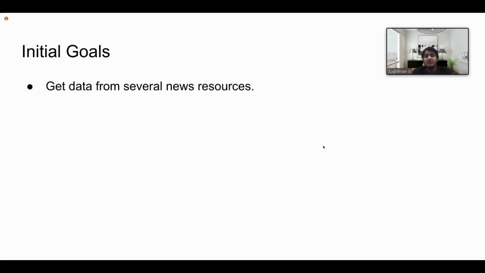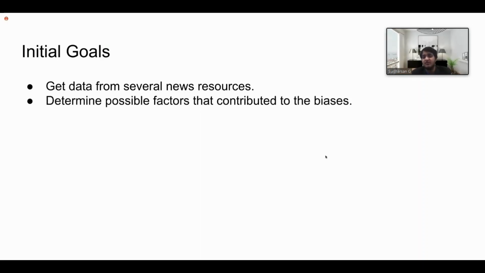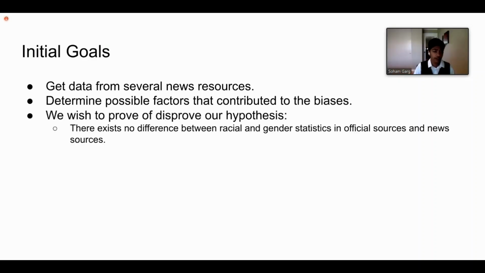We also wanted to determine possible factors that contributed to biases by comparing categories such as age, injuries, deaths, and race. We also wish to prove or disprove our hypothesis, which is that in major news outlets, there's a statistical difference between the percentage of crimes by different races displayed versus the actual number of crimes performed by those races. Our hypothesis was that there exists no difference between racial and gender statistics in official sources and news sources. So we wanted to prove or disprove our hypothesis.